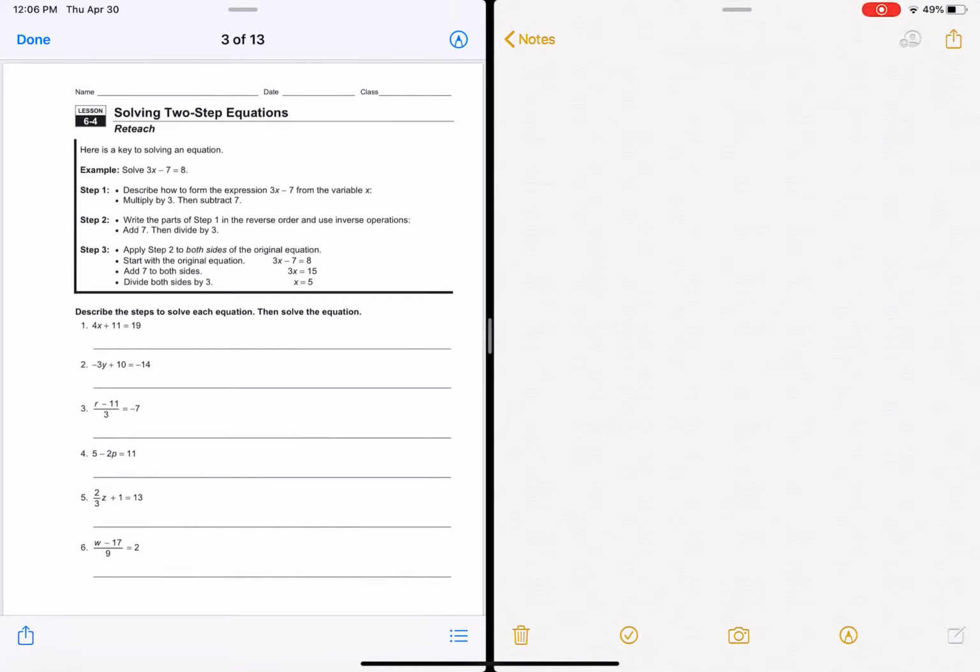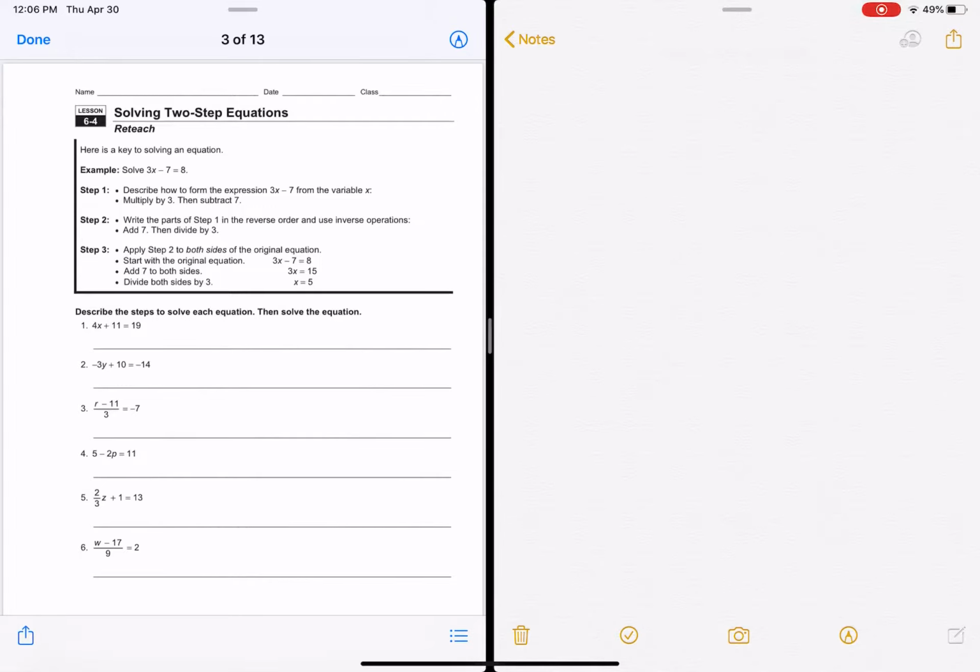This is for 7th grade, days 10 through 12 on two-step equations. Two-step equations are called two-step because you have to add or subtract first, and then you have to multiply or divide to isolate your variable. So always, always, always, when we solve two-step equations, you're going to add or subtract first.